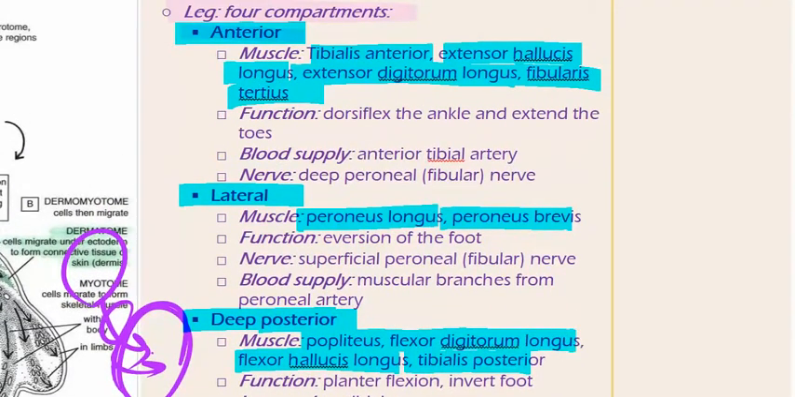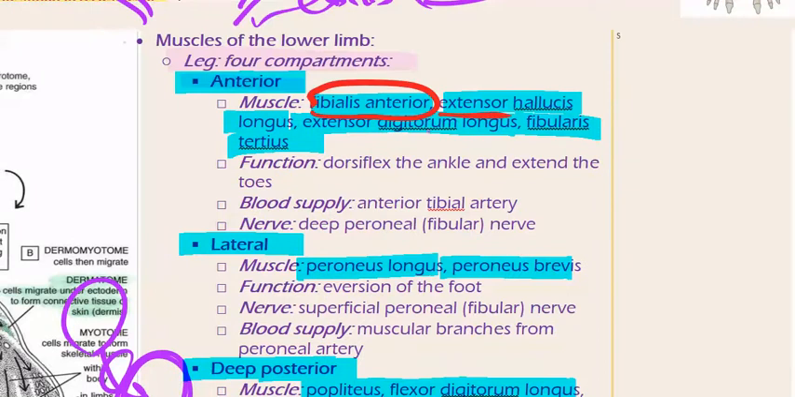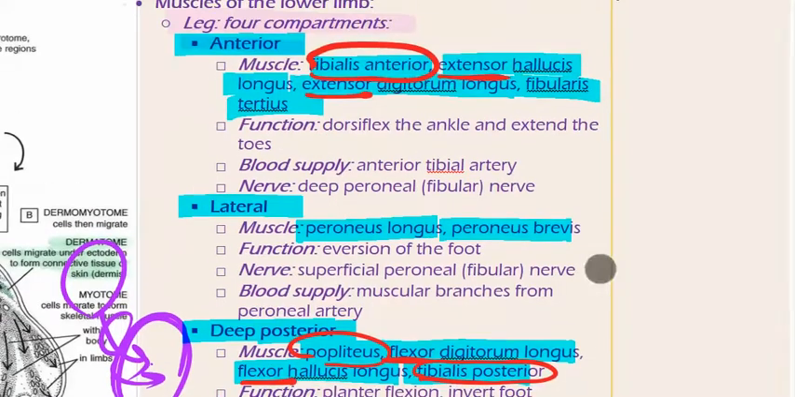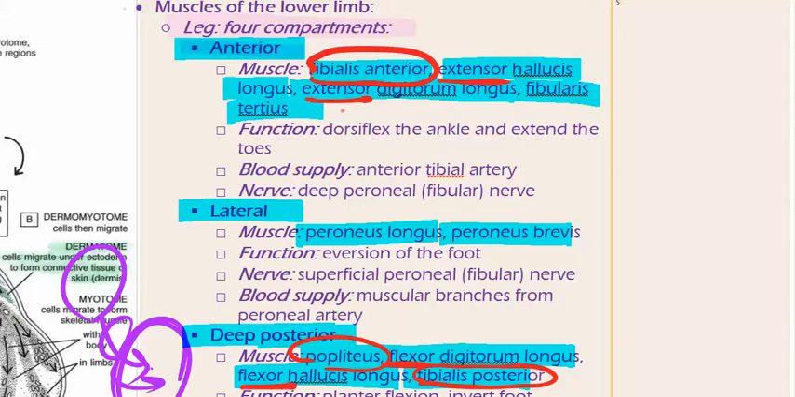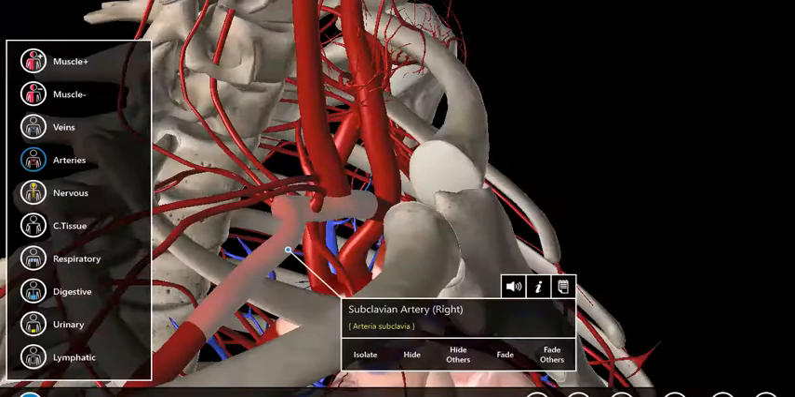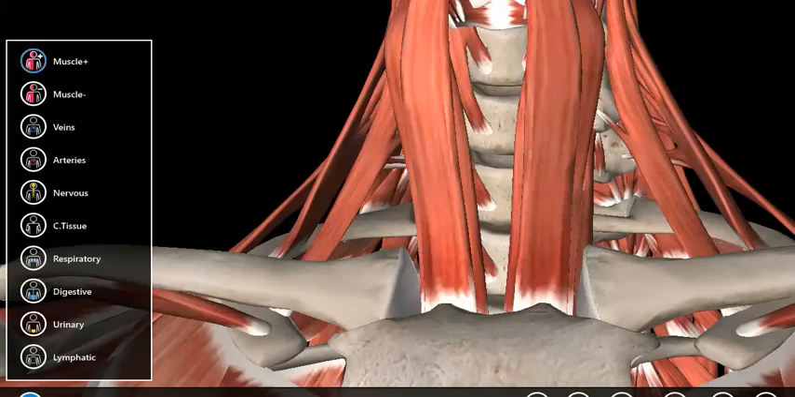So just remember for the anterior, you're going to have tibialis anterior. For the deep posterior, you're going to have tibialis posterior. For the anterior, you're going to have 2 extensors. For the deep posterior, you're going to have 2 flexors, and then you have the popliteus. Whereas for the anterior, you're going to have tibialis anterior, 2 extensors, and then sometimes fibularis tertius, because you see it sometimes, and sometimes you don't. That was coming out from the extensor digitorum longus, right?